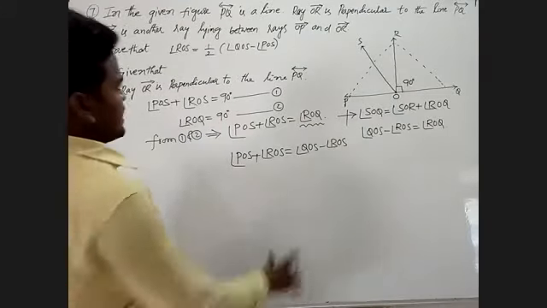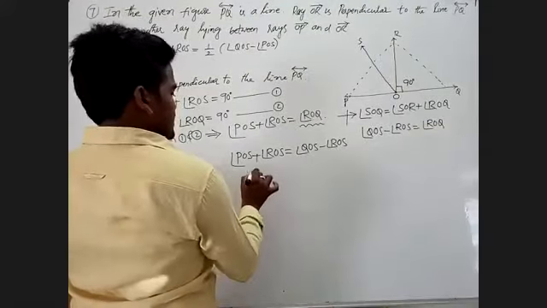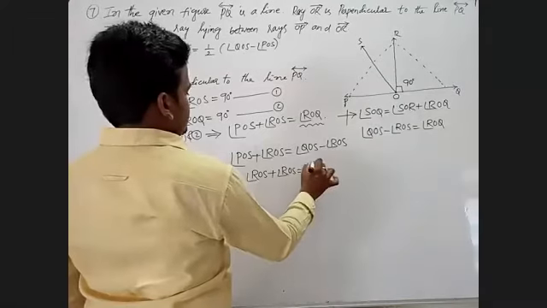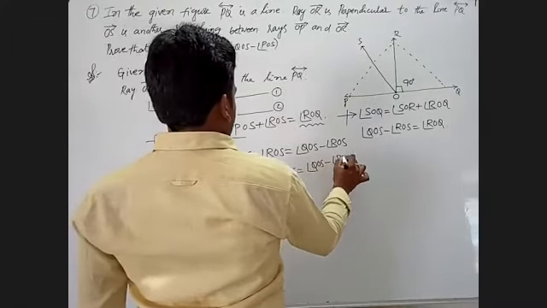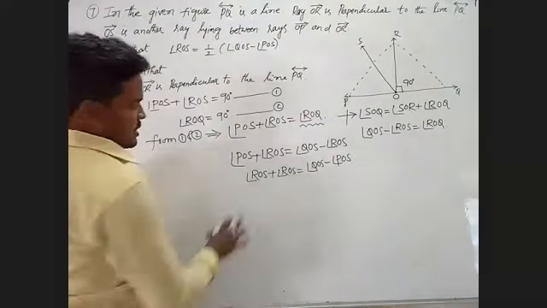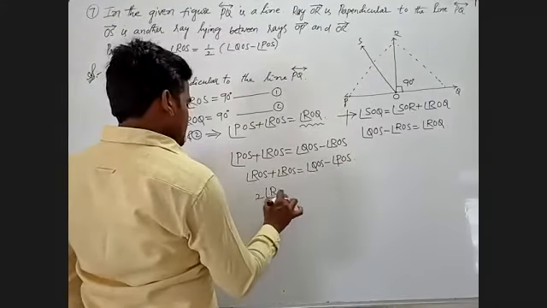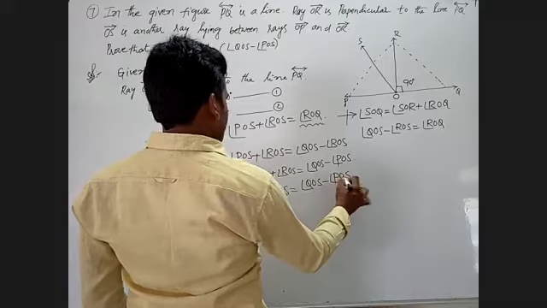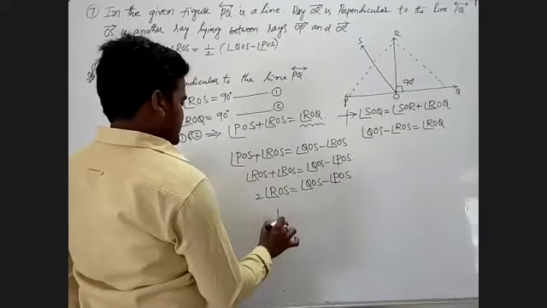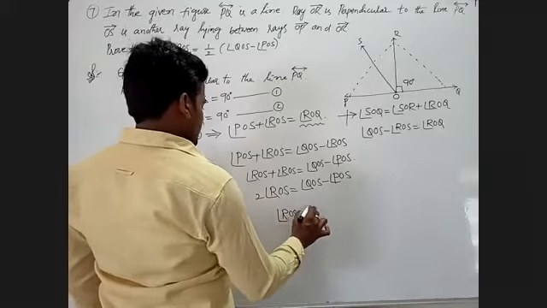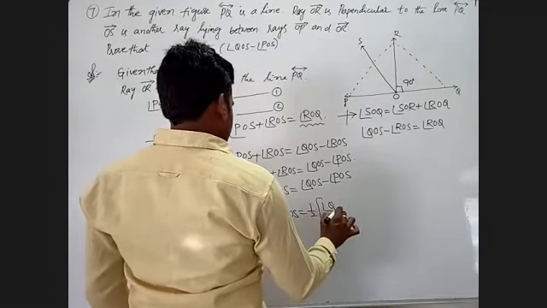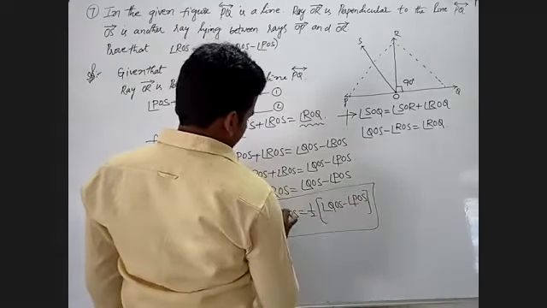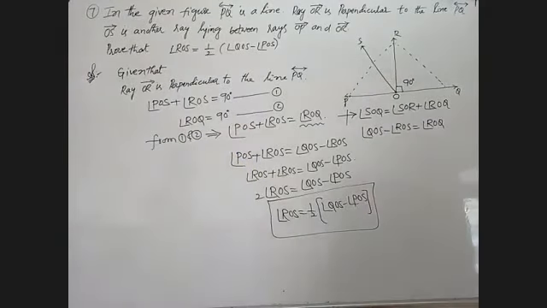We will observe this value will move to this side. That is, angle ROS plus angle ROS is equal to the remaining, angle QOS minus angle POS. So 2 angle ROS is equal to angle QOS minus angle POS. The 2 moves to the other side. That is, angle ROS is equal to 1 by 2 into angle QOS minus angle POS. This is the proof of the given theorem. We will write this one.